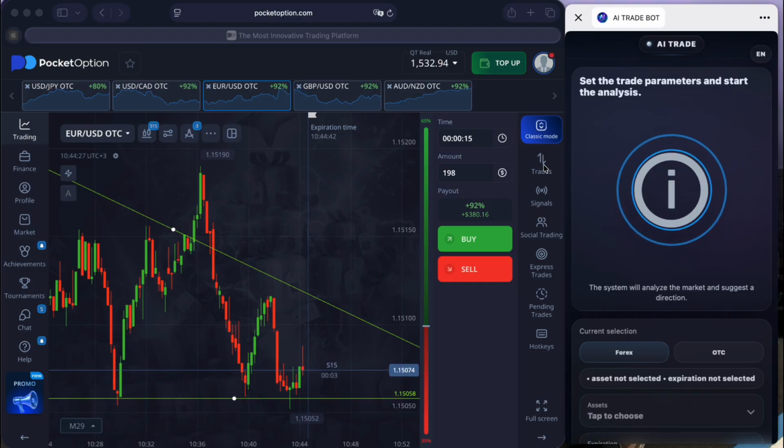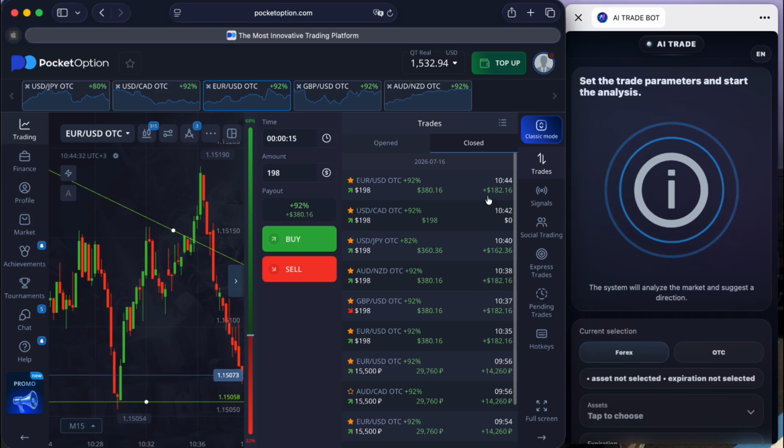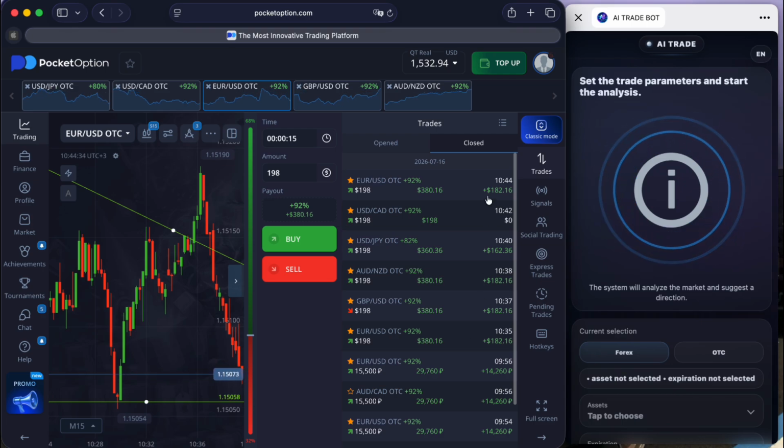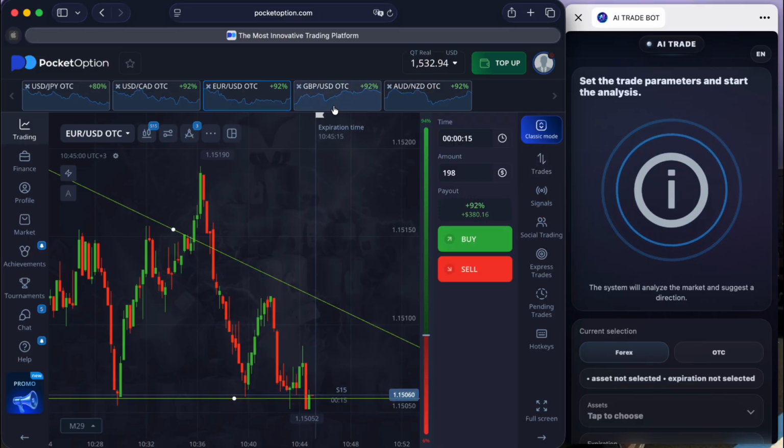Let's take a look at the history of our trading session. We started trading at 10:35. 9 minutes on the broker with minor technical problems. We add over $1,500 to our deposit. I'm not going to stop there.